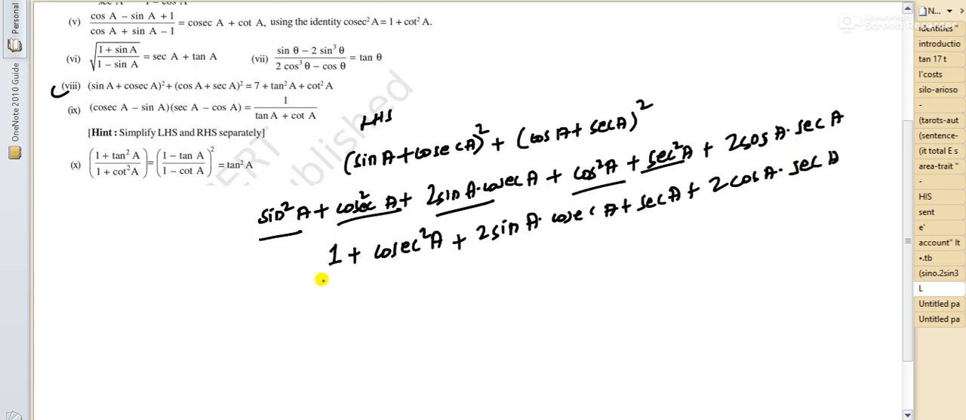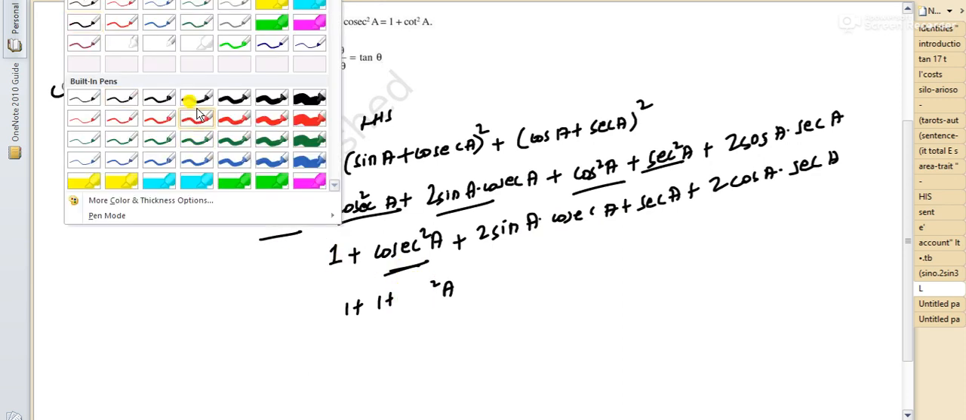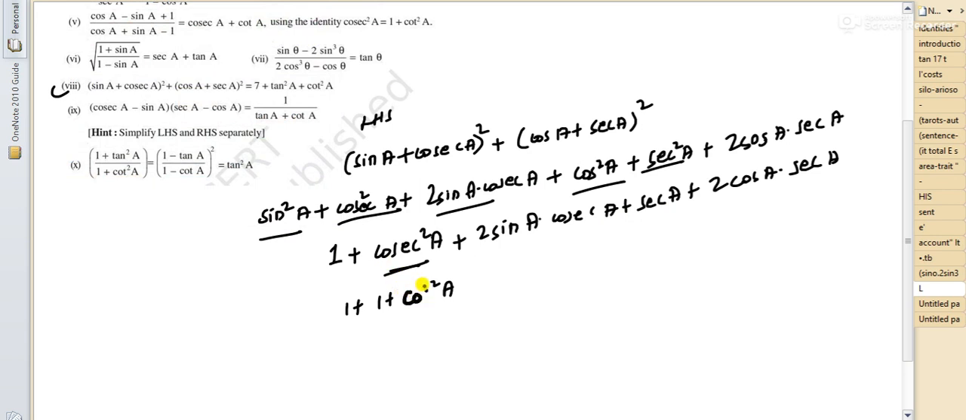Now if you see, what is this? Cosec a can be written in the form of tan. Yes, it can be written as 1 plus tan square a, correct? And what about this one? Sorry, this is cosec, so not tan, it is cot, correct? Yes, it is cot square a.